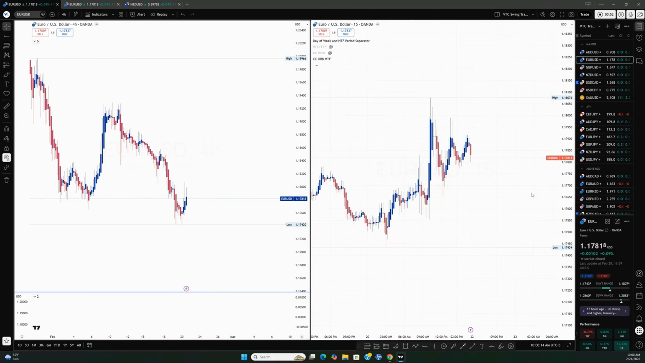Okay. Now, starting with the higher time frame here on the left-hand side, it's going to be our 4-hour time frame. On the right-hand side, this is the 15-minute time frame. So let's go ahead and turn on the tools that we use to find this setup.